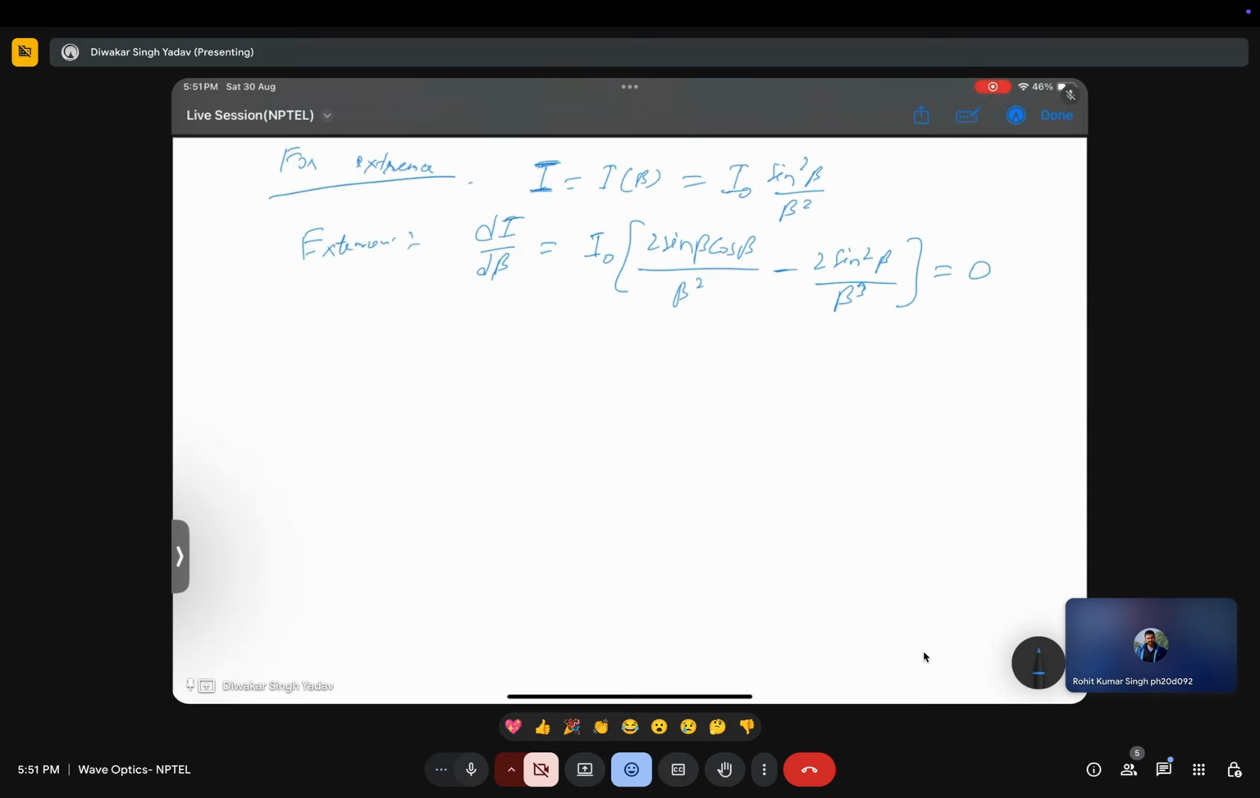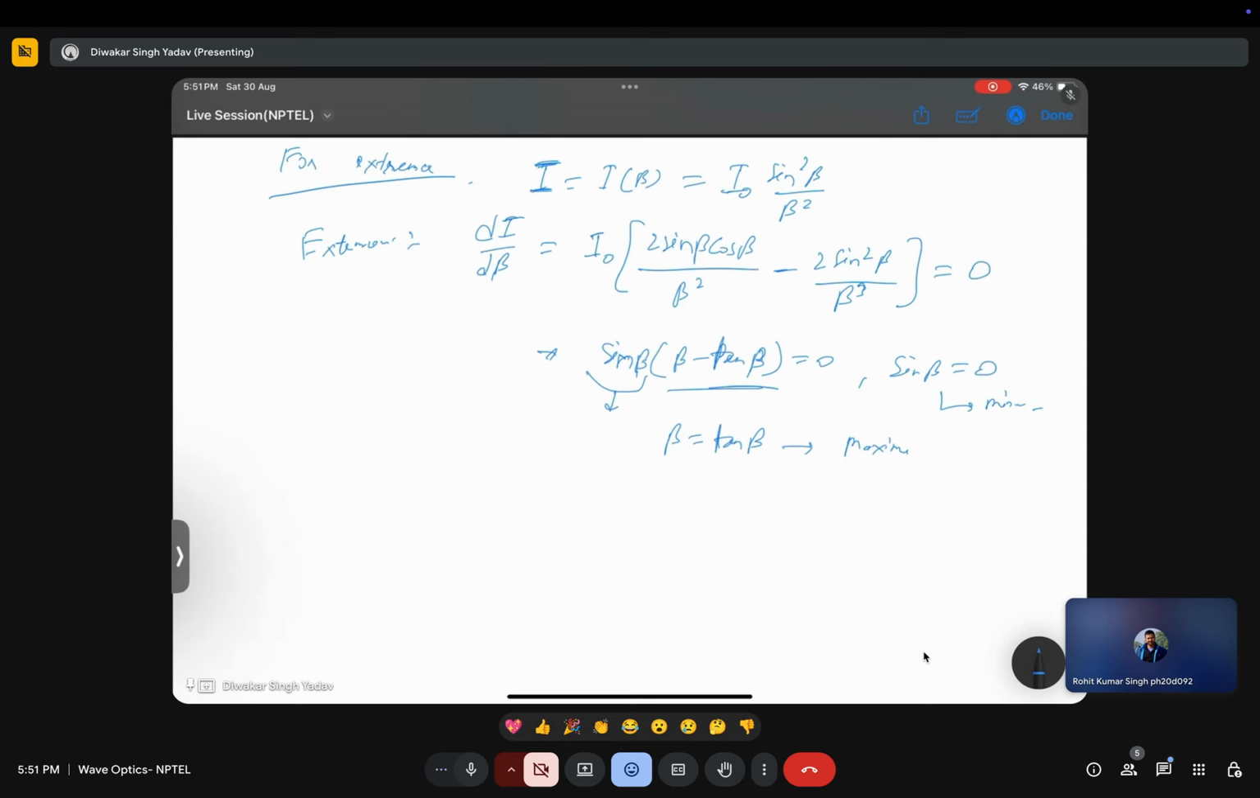Okay, if you solve this, you will get sine beta minus tan beta is equal to 0. Now this we have already seen that sine beta equal to 0 is the condition for minima, right? And this second one, which is beta equal to tan beta, this is the condition for basically your maxima.